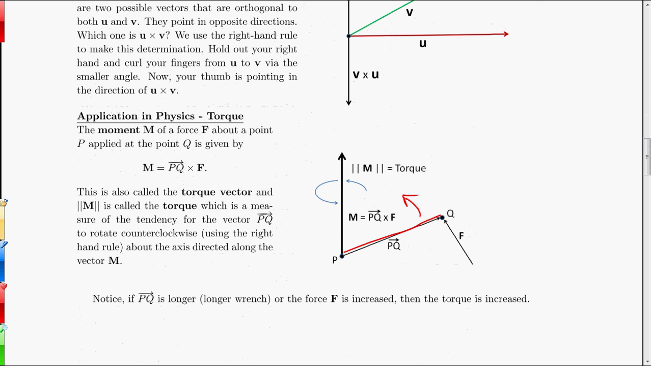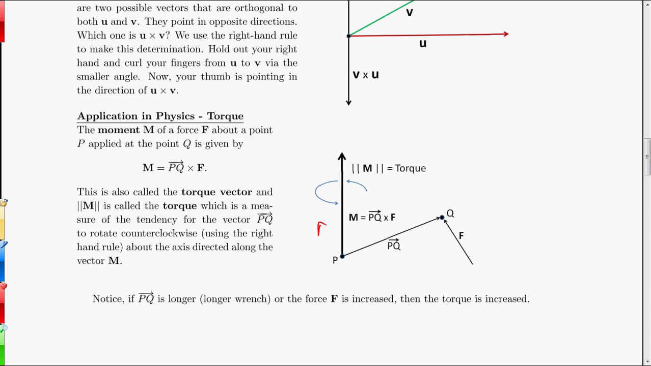So here's what I mean. F originates from here, but if I took F and placed it at the origin, or at P, what you notice is that PQ cross F would go this way, and I'd have a moment vector that's pointing up like that. And the magnitude of that is the torque.